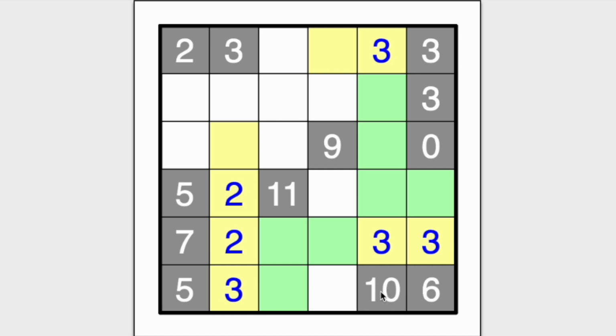And that tells us from this 10 clue that we need 4 more, and that can only come from here. And that checks out because this is a candle that doesn't see any others. So it is the full height of 4. So we've completed that. This 5 clue needs 1 more. And that can only come from here.